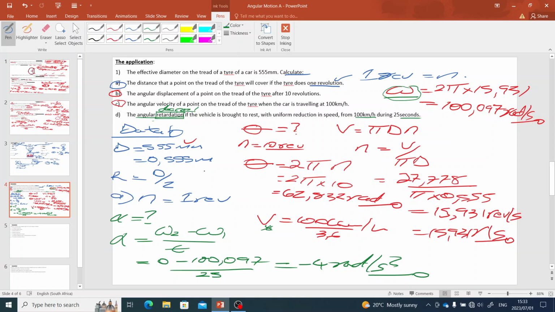This is how you tackle questions on angular displacement. When you know your formulas and the SI units, you will not go wrong. This is how we tackle them, good people. Thank you, good people. I will thereafter continue to post the application of angular motion. Thank you, good people.